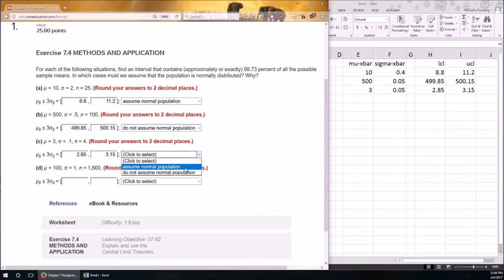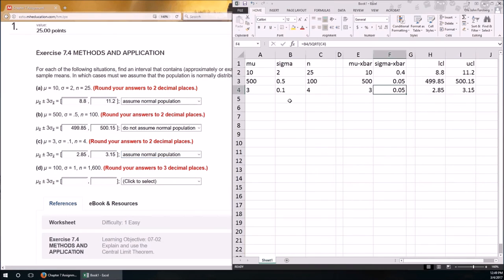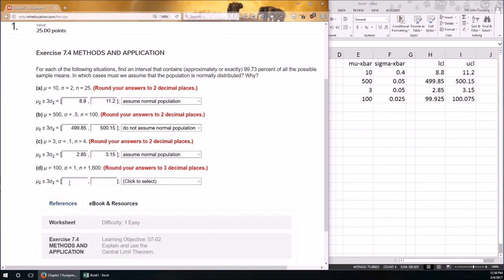And finally, the last one, mu is 100, sigma is 1, n is a whopping 1600. Copy and paste down. Lower is 99.925, but it got rounded to three places, that works. 100.075. Sample size of 1600. We do not have to assume a normal population because the sample size is large enough to ensure that x bar is normally distributed.